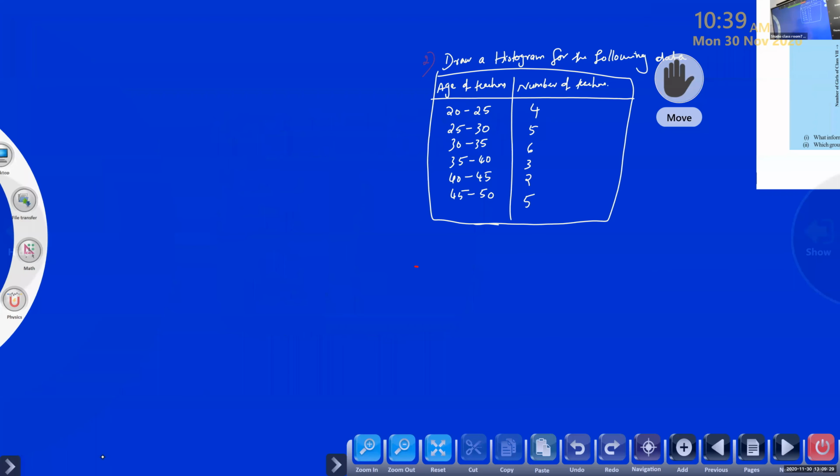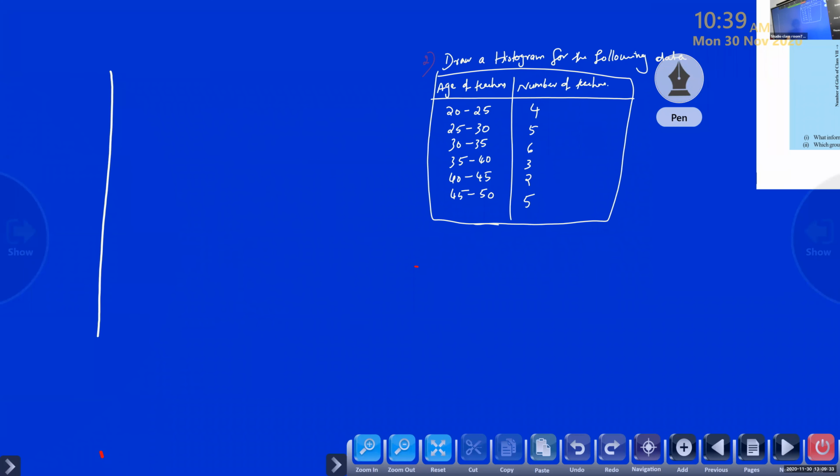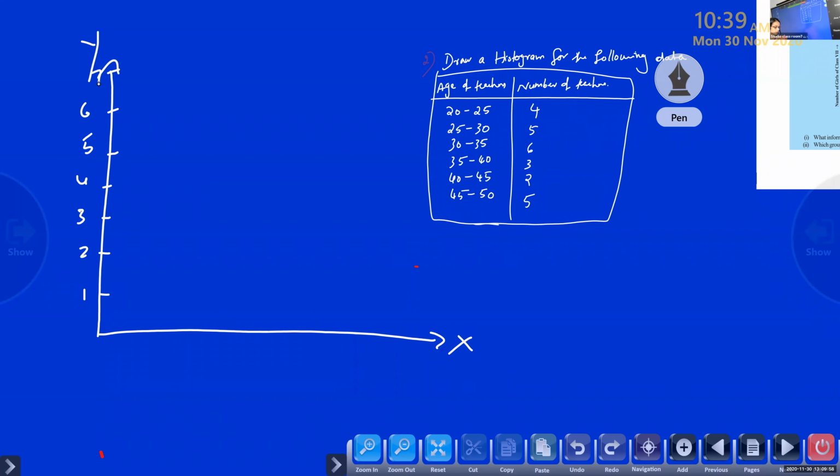Okay, draw the x-axis and y-axis. The number should be up to 7 now. 1, 2, 3, 4, 5, 6, 7. And the classes are 20 onwards, not starting from 0 to 10 and 10 to 20, we are not taking. We go directly to 20. 20, 30, 40, 50, 60, and here you put a jagged line.